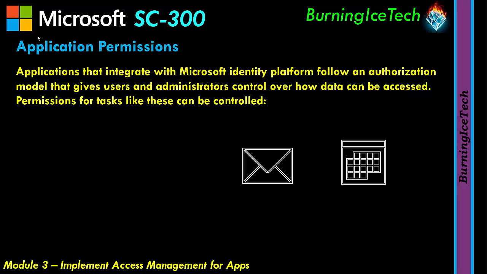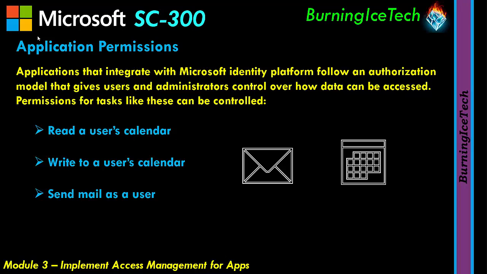So one of the first things you can do is read a user's calendar. That's just one of them. You can also write to a user's calendar if need be, and you can send mail as if you are a user. So these are just examples. It's obviously not limited to that. These are just good examples that you guys can probably relate to.